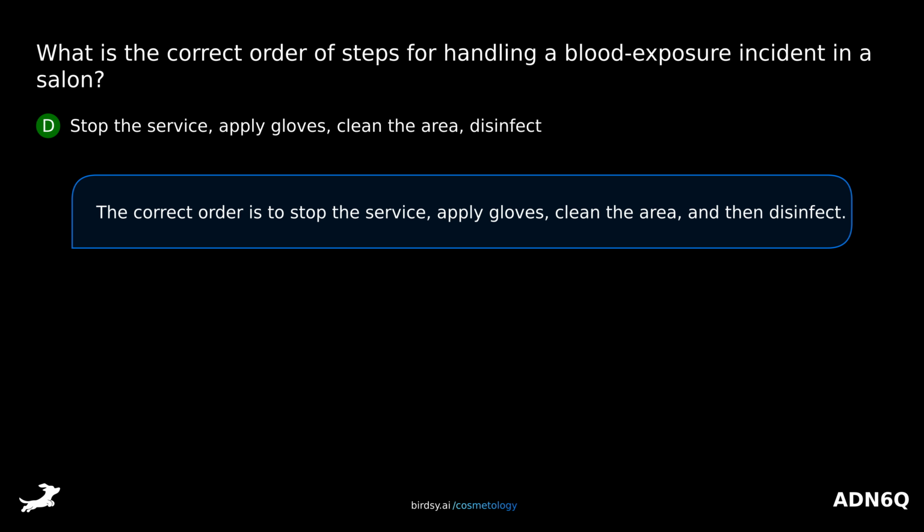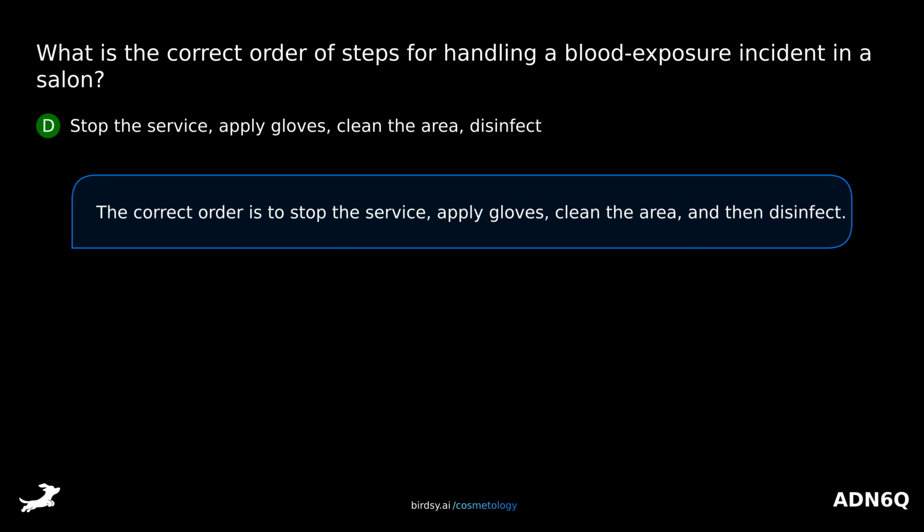A stylist notices a client has a visible skin infection. What should the stylist do before proceeding with the service? Is it A, proceed with the service using extra PPE, B, refuse the service and advise the client to see a healthcare provider, C, cover the infection with a bandage and continue, or D, ignore the infection if the client insists on the service? The answer is B, refuse the service and advise the client to see a healthcare provider. The stylist should refuse the service to prevent spreading the infection and advise the client to see a healthcare provider.